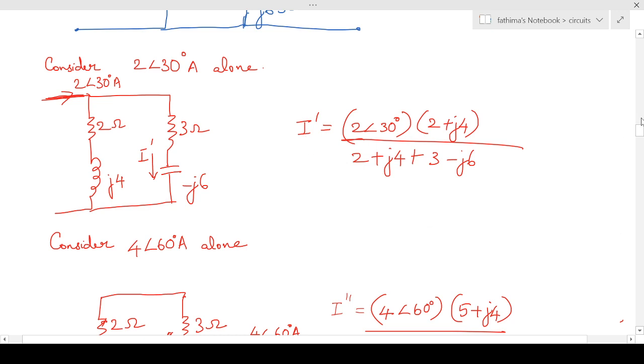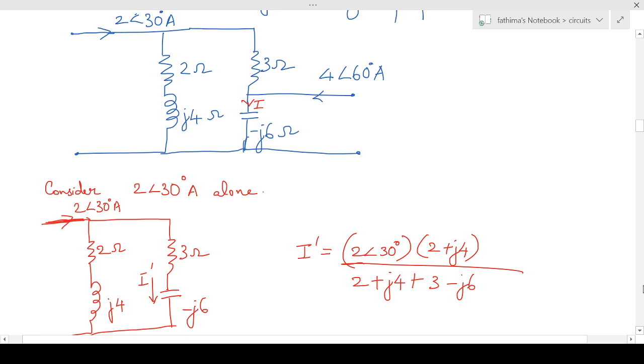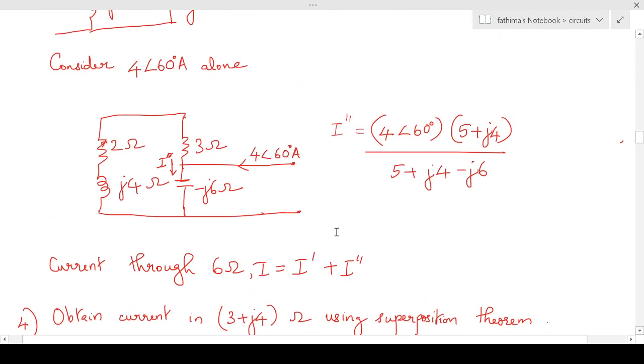Next, we'll consider the second source, 4 angle 60 degrees, acting alone, and we'll set the other equal to 0. The figure is like this. We have to calculate the current flowing through this j6 ohm. Again we apply the current division formula. So I double dash will be equal to total current 4 angle 60 into the impedance of the other branch, which consists of 3 ohm, 2 ohm and j4 ohm, so 5 plus j4, divided by total impedance 5 plus j4 minus j6.